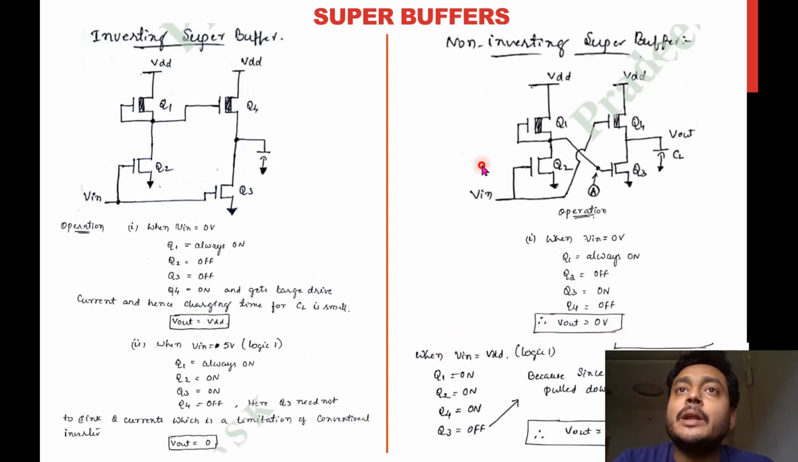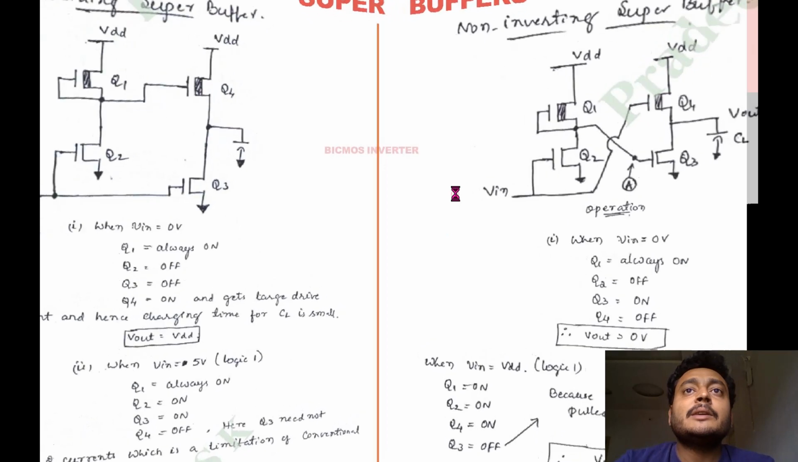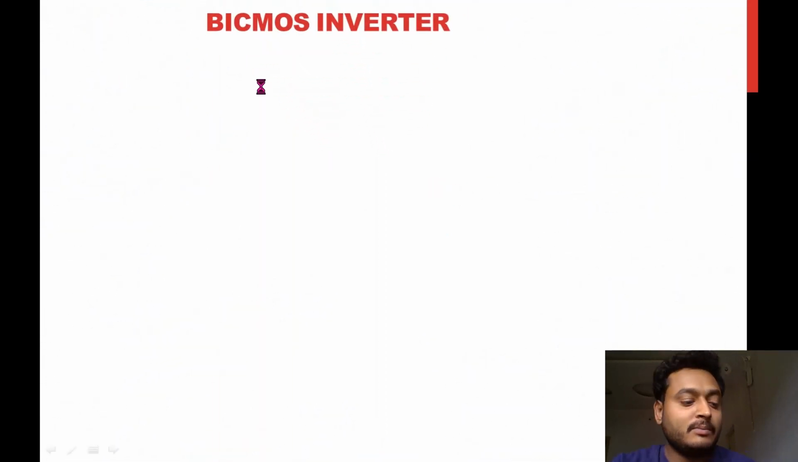When the input is equal to VDD, Q2 is on and Q4 is on. Since Q2 is on, this node A will be discharged and this will be 0, so Q3 will be off. Since Q3 is off, there is no possibility of discharging, so VDD is going to charge the CL, so the output is equal to VDD. These are super buffers. Similarly, we have the concept of the BiCMOS inverter or BiCMOS driver.